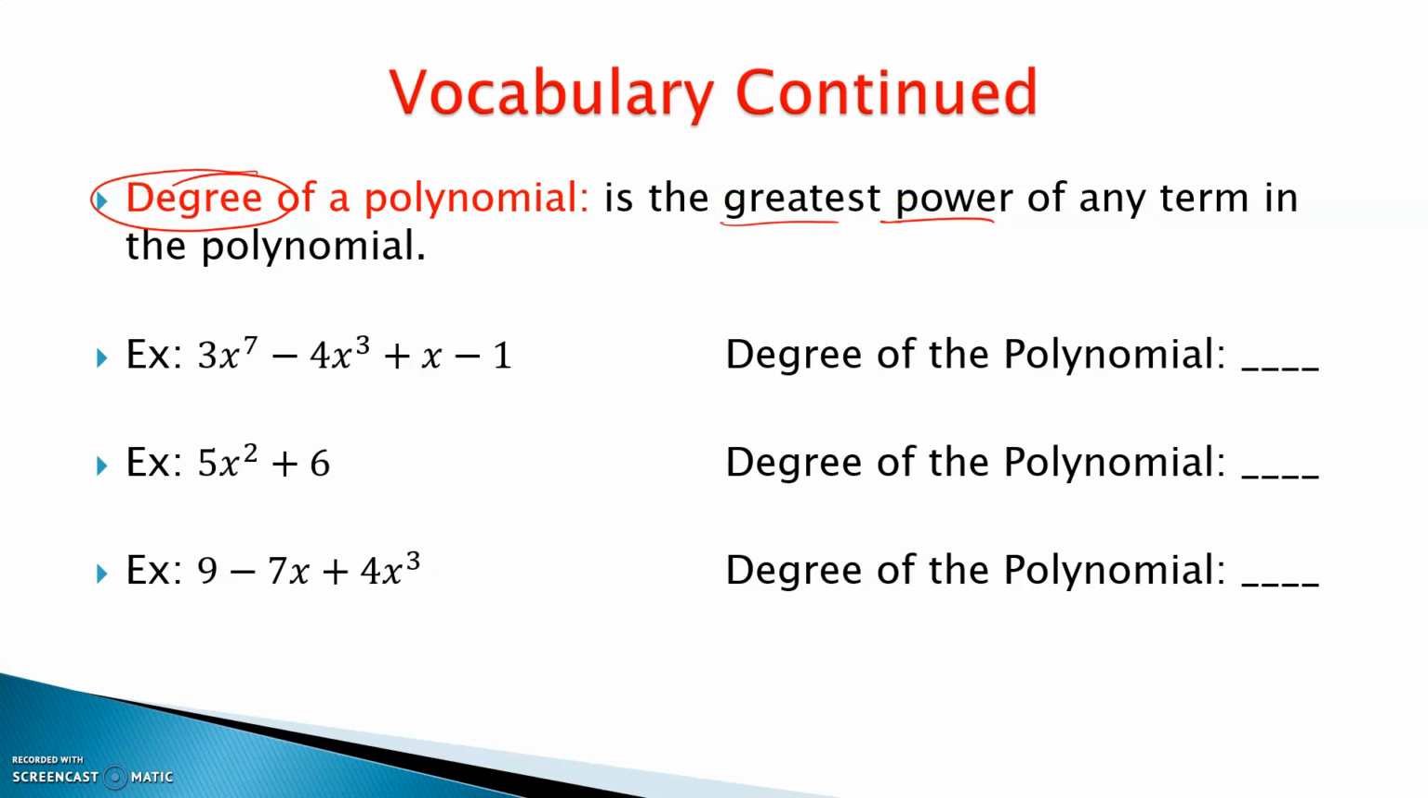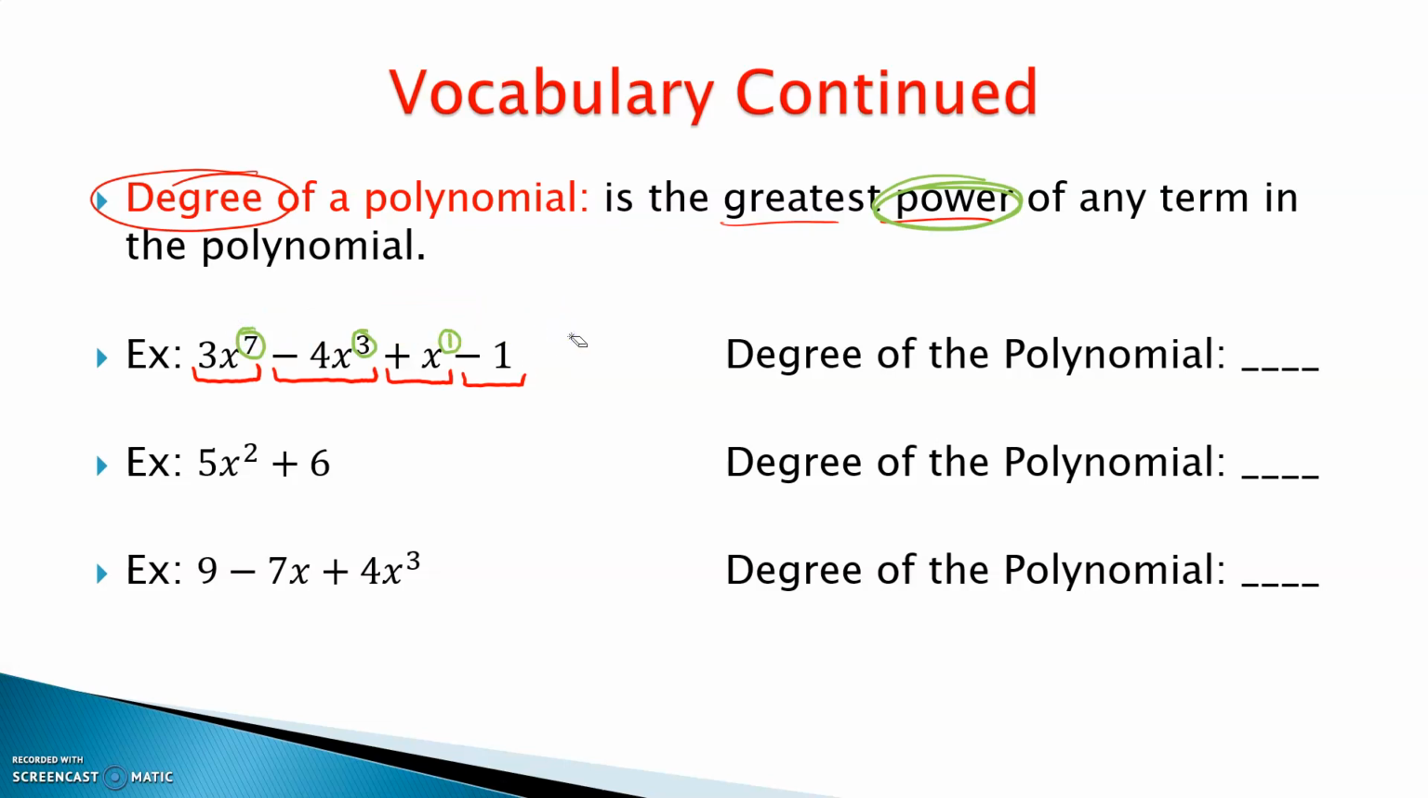So if we take a look at the first one here, there is one term, 3x to the 7th minus, stop right there. There's a second term, negative 4x to the 3rd. There's a third term, plus x, and then there's that minus 1. So there's 4 terms. But look at their exponents. Look at the powers. There's a power of 1 here. There's a power of 3. There's a power of 7. This guy at the very end doesn't have a power, right? It would just technically be 0 there.